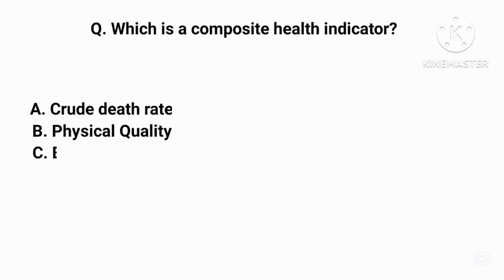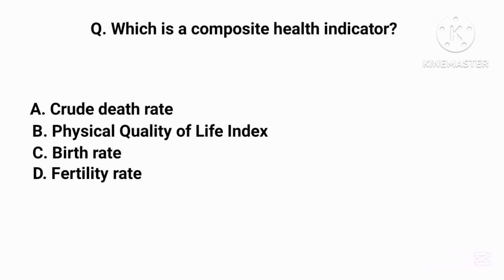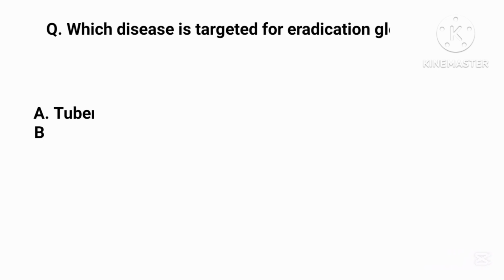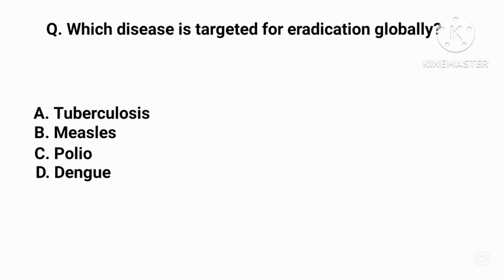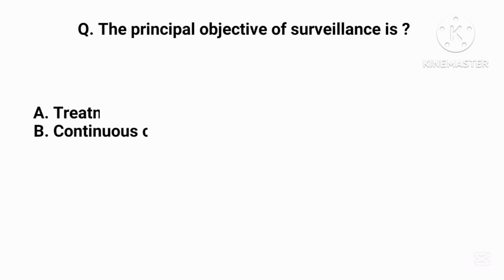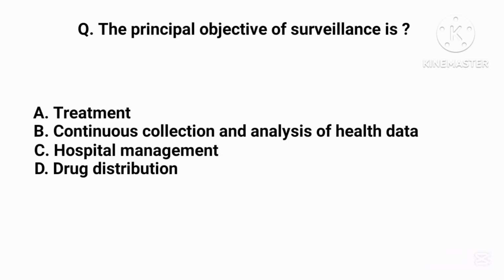Which is a composite health indicator? Correct answer is option C, physical quality of life index. Which disease is targeted for reduction globally? Correct answer is option C, polio disease. The principal objective of surveillance is. Correct answer is option C, continuous collection and analysis of health data.